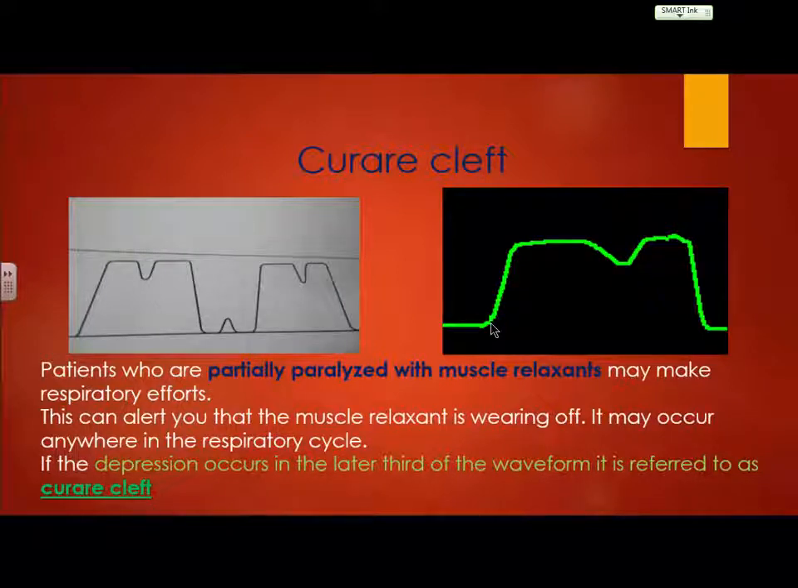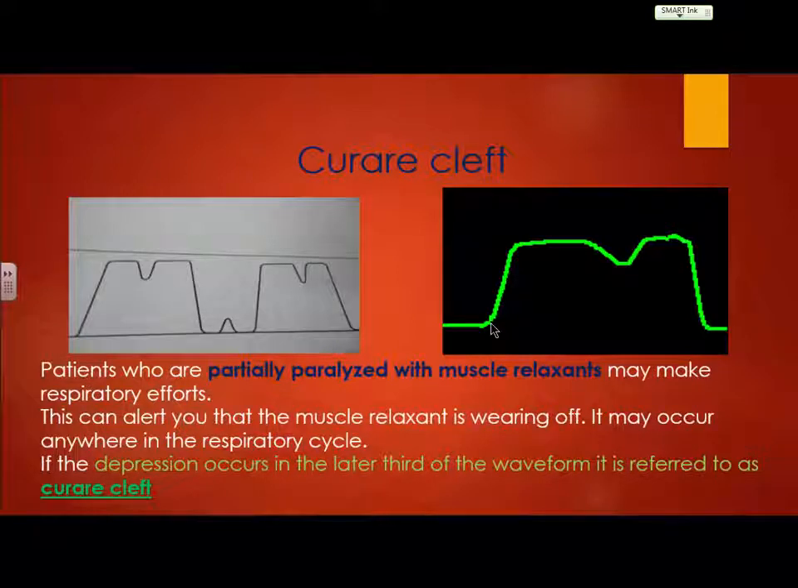So a curare cleft, which is referencing this right here, all right? What you're actually seeing is you would see this when you've got a patient that is sedated or paralyzed, and we're ventilating for them, but then whatever they had is starting to wear off, all right? So what you're actually seeing right here is that patient attempting to take his own breath. I've ventilated that patient, and then now he's breathing out, so I've got that. But then suddenly he tries to take his own breath, but he's still not strong enough to completely do the breath, so we go back to breathing back out.